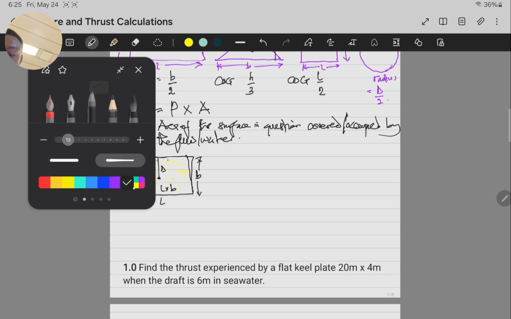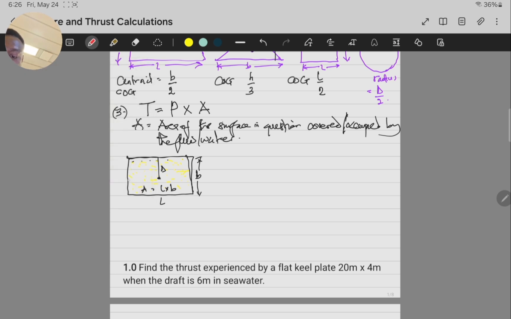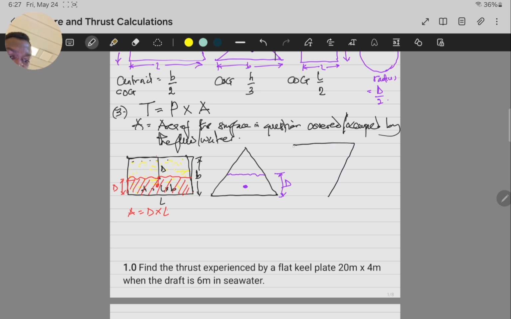But if say it's like that, at a particular height, then we say that D is going to start from here upward up to where the water surface is, and then our area, let's say this is draft, our area is going to be the shape occupied by this rectangular water, length times breadth. So we have this kind of shape instead. Let's use this.